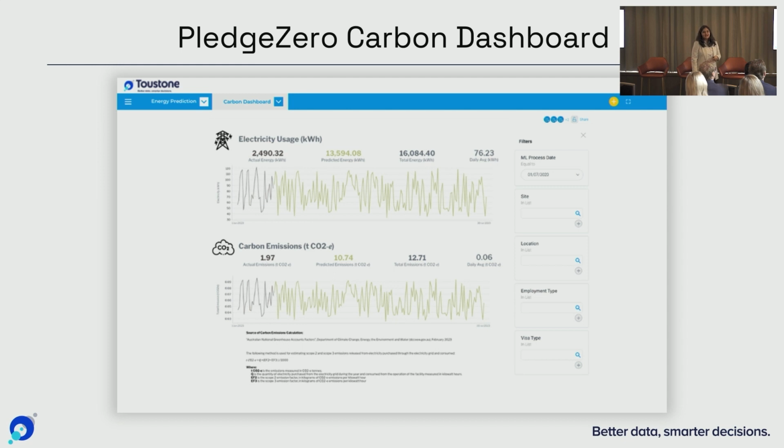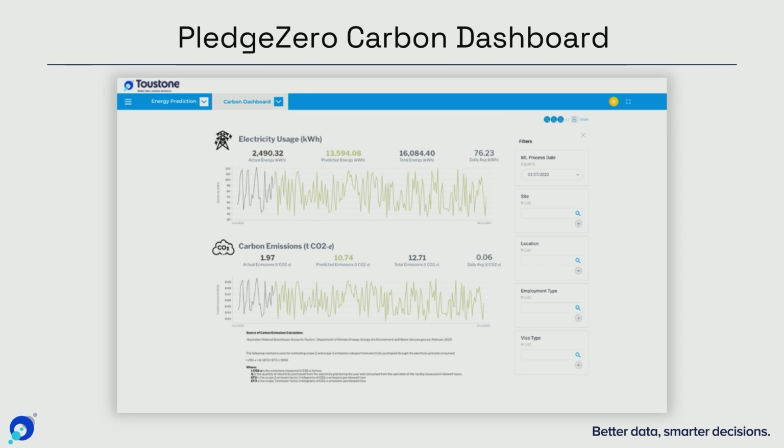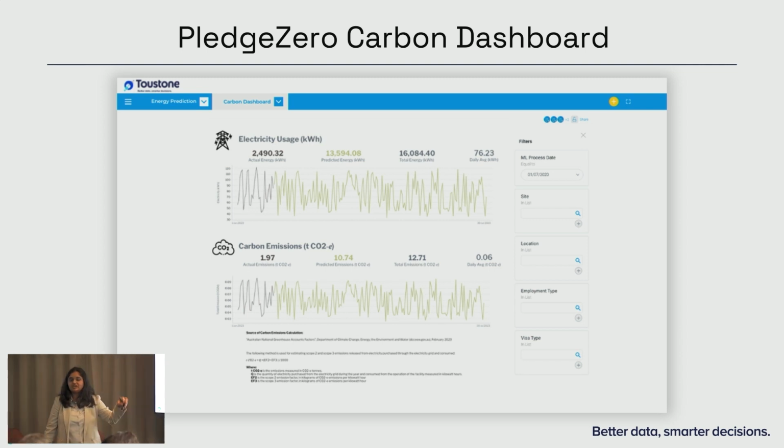Then at the end, we come to carbon emissions. So once you're done with your energy consumption, once you've got your prediction, once you've got your actual reporting going on, what we do is we use some standard calculations that are set by the government, and we then calculate the carbon emissions. So how much carbon are you actually emitting? What does that energy consumption really mean in terms of the amount of carbon that your business is actually emitting?